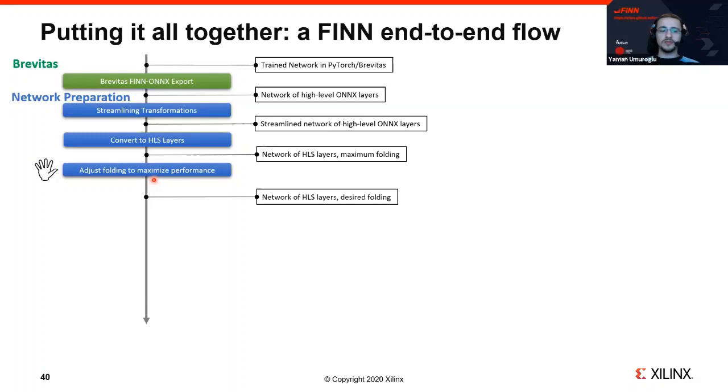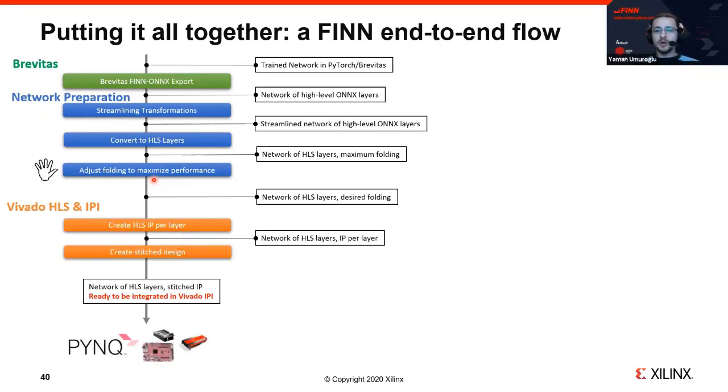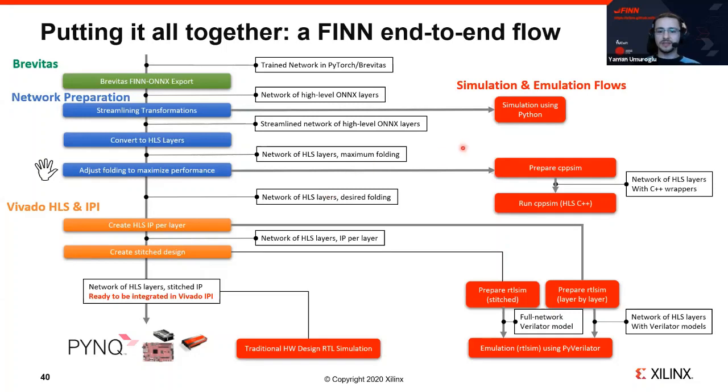At this point, we have this graph of HLS layers that we can adjust the folding factors for to suit our performance and FPGA resource requirements. Once all of that is done, the FINN compiler is going to generate Vivado IPs for each layer and then stitch them together in Vivado IPI. And then this resulting design can be either integrated manually into a larger IP integrator design or put into an appropriate shell to get a PYNQ compatible bit file and a Python driver. In parallel to all of this, we can verify what the compiler has generated at various points by running Python, C++, or RTL simulations as part of the provided functionality.